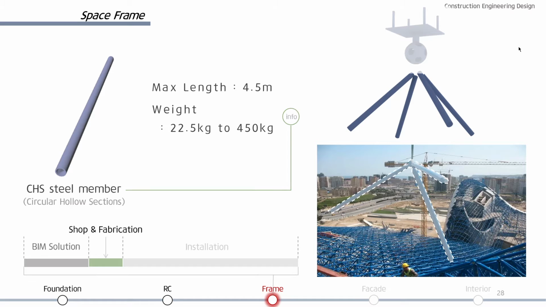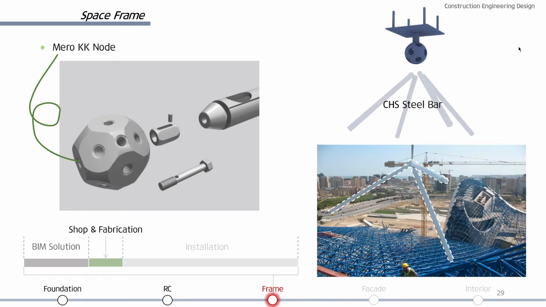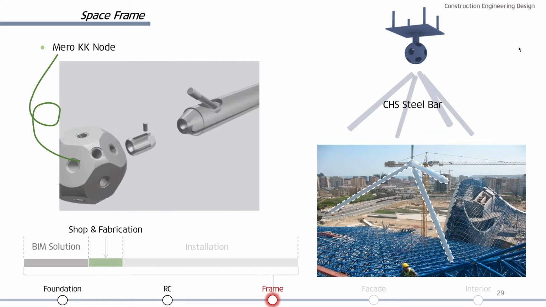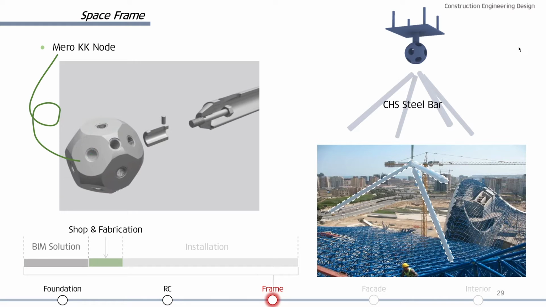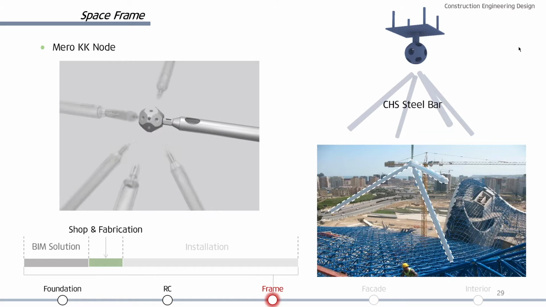All the steel members are connected by a Mero-KK node at each intersection. The nodes of the Mero system are spherical in shape but with flat surfaces all around for bolt holes. This allowed the steel members to connect at the nodes in many different orientations, allowing the final space frame structure to follow the beautiful fluctuating shape of the facade that it is designed to hold.